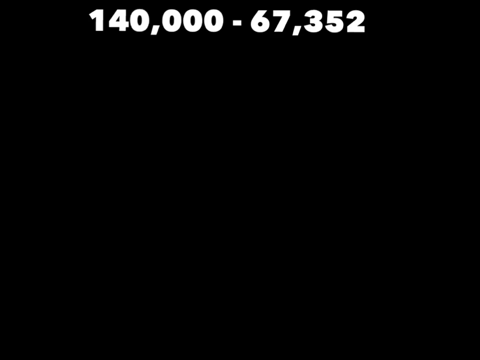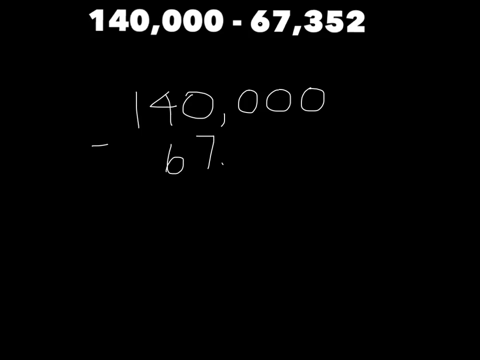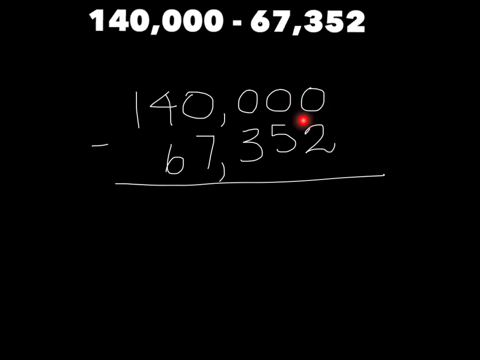This is not a problem we can do in our heads. So we want to go ahead and put our biggest number, which is 140,000, on top. We are subtracting. It's really important to line up those place values. So this 6 right here is the 10,000s place. So I'm going to start making sure those digits are lined up. My commas are together. Now I'm ready.